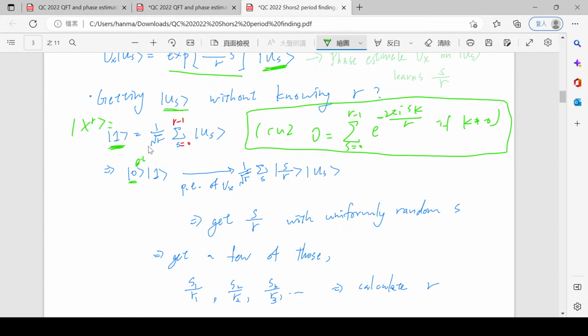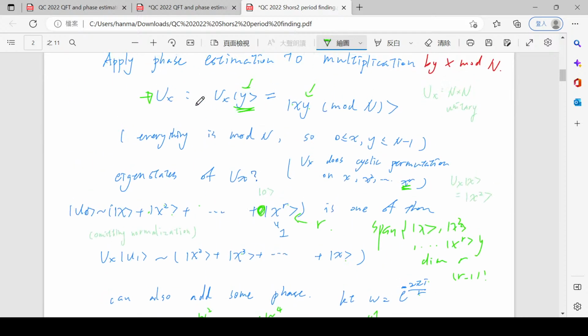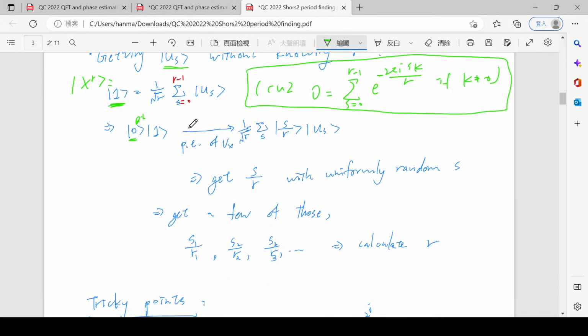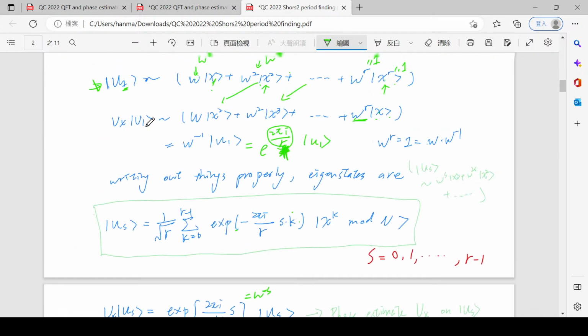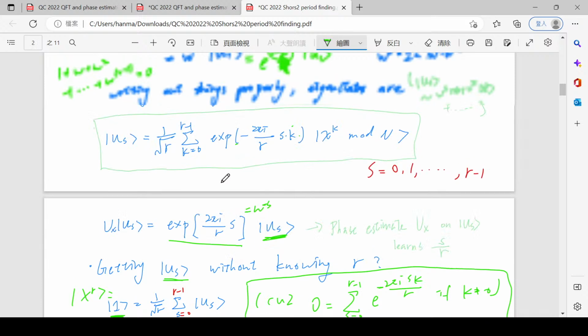This is using phase estimation on this multiplication unitary gate, while treating |1> as your eigenvector. So that's how you do order finding on a quantum computer, really quick.